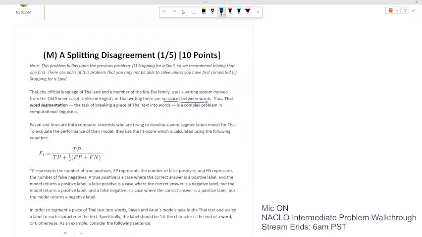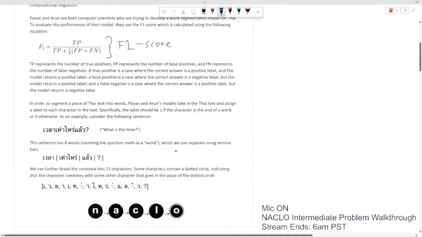That's interesting. Thus, Thai word segmentation, the task of breaking a piece of Thai text into words, is a complex problem in computational linguistics. Pavan and Arun are both computer scientists who are trying to develop a word segmentation model for Thai. To evaluate the performance of their model, they use the F1 score, which is calculated using the following equation. This is the F1 score. I'm just writing it bigger so that I'll know where to find the formula later on.